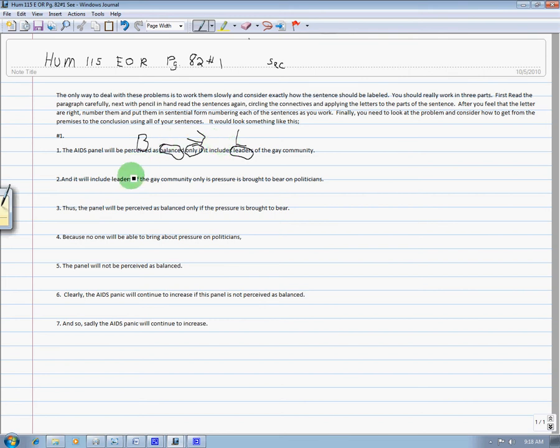Okay? Next one, it will include leaders of the gay community only if, I'll pretend that's an "if." Again, I mark it. Leaders, L. If pressure, and my pressure becomes P. Okay? Thus, the panel will be perceived as balanced only if, again, B and P, pressure is brought to bear, because no one will be able to bring about pressure on politicians.